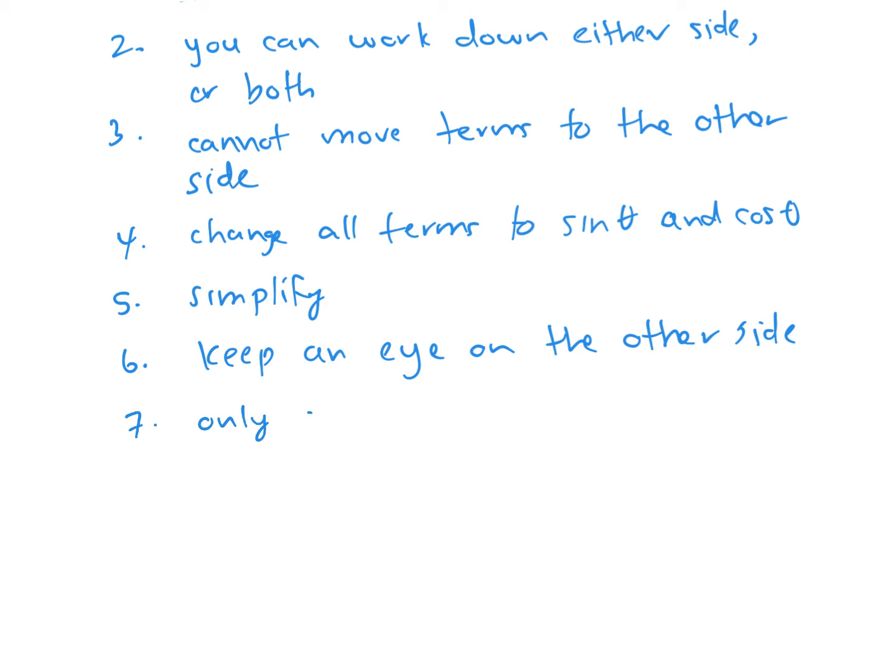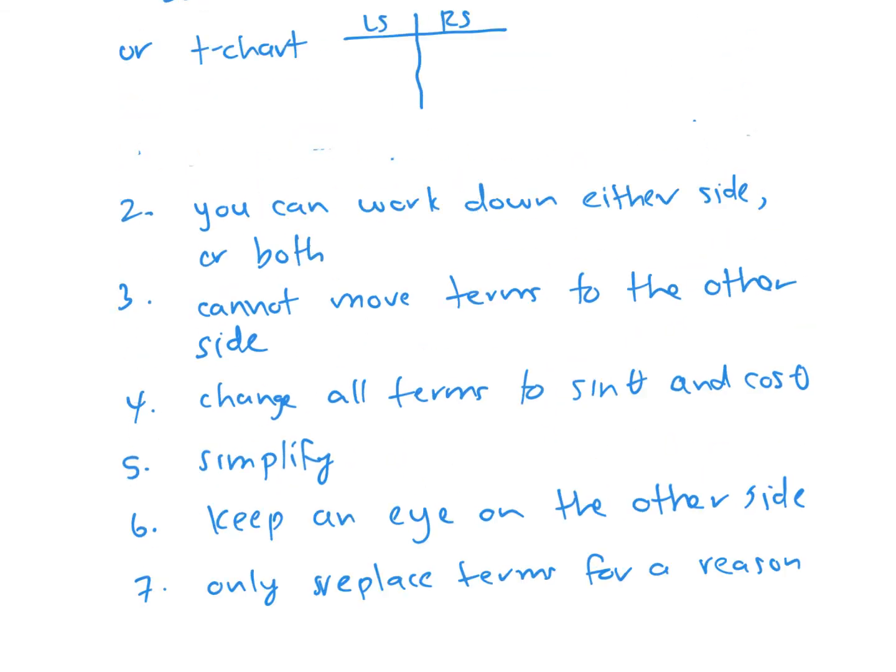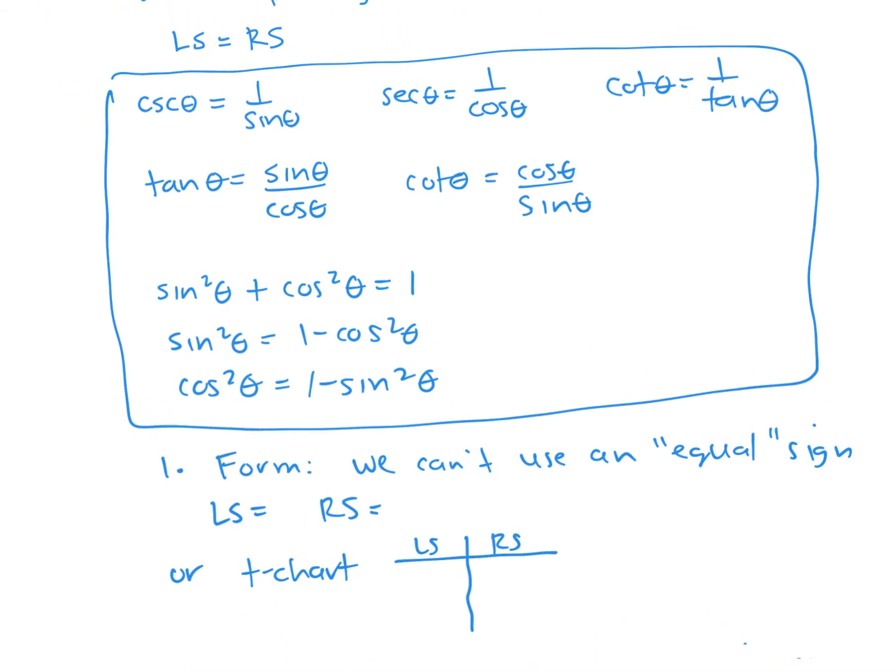And another strategy is only replace terms for a reason. So sometimes people see a 1 and they automatically switch it to sine squared plus cos squared for no particular reason. They just know that that's equal. So you always want to have a reason for replacing terms or switching terms out. Okay, so here are my identities. So I know that sine squared equals 1 minus cos squared and cos squared equals 1 minus sine squared.